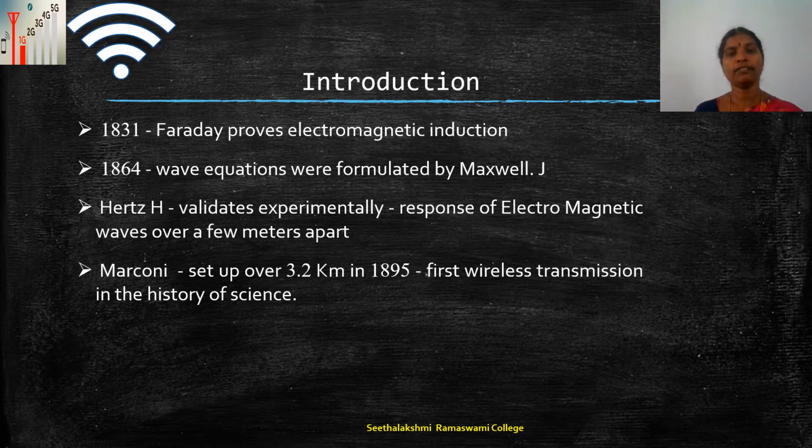Marconi, an Italian inventor, transmitted Morse code signals using radio waves wirelessly to a distance of 3.2 kilometers in 1895. It was the first wireless transmission in the history of science. Since then, engineers and scientists were working on an efficient way to communicate using RF waves. The telephone became popular during the mid 19th century, but due to the wired connection it had restricted mobility. Engineers started developing a device which does not require a wired connection and transmits voice using radio waves.